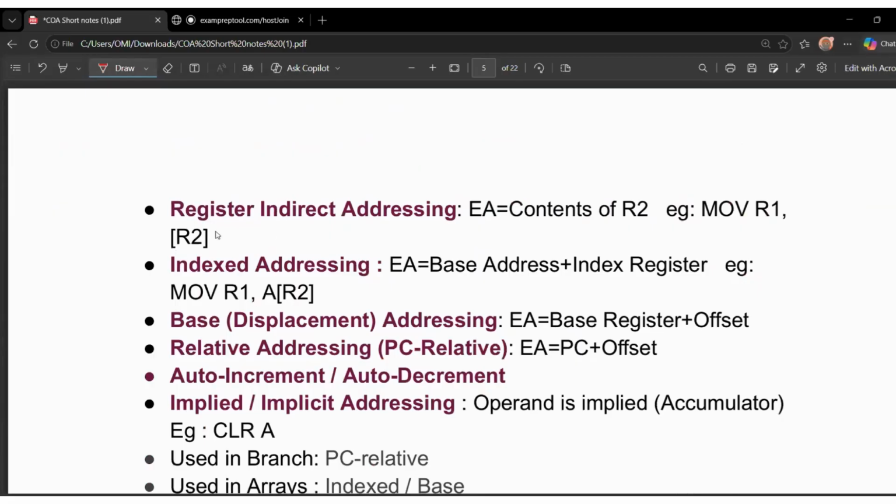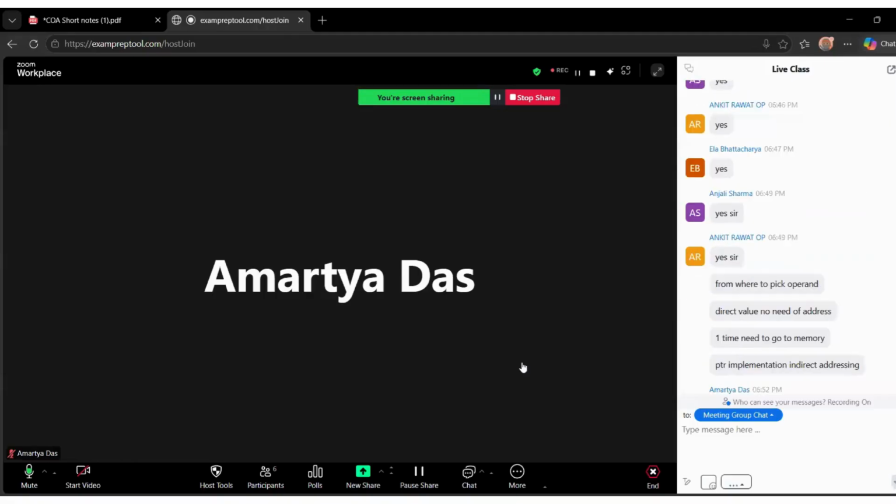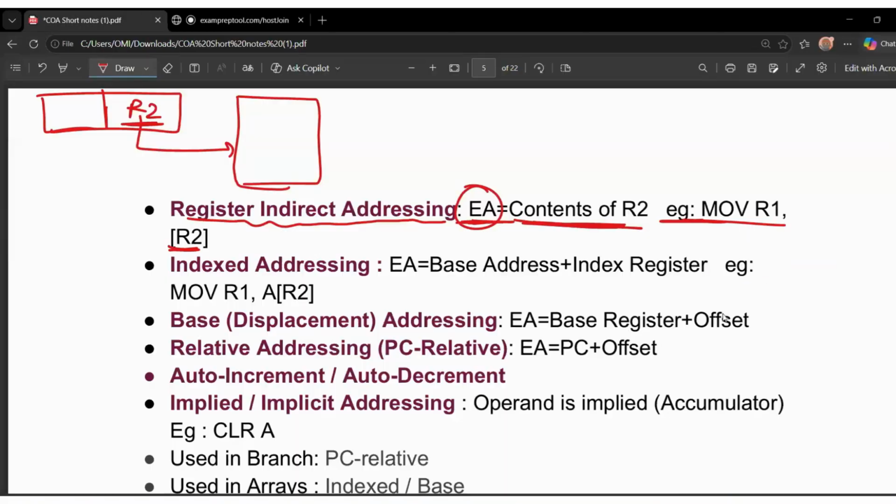Now we'll see what register indirect addressing is. So effective address will be content of R2. What does it mean? See, example move I1 comma R2. If you have R2, in the R2 what you will get is the effective address. Contents of R2 will be the effective address. So in the R2 you will get the address of operand.